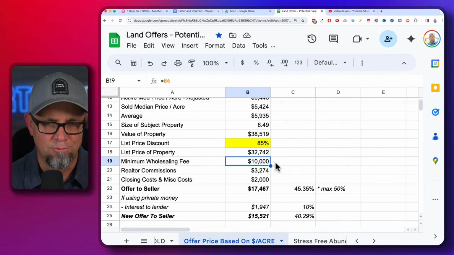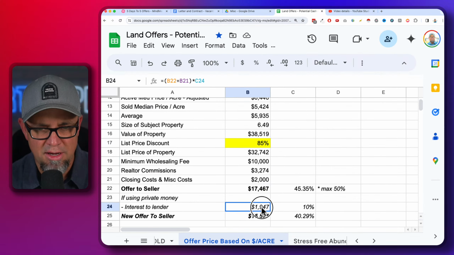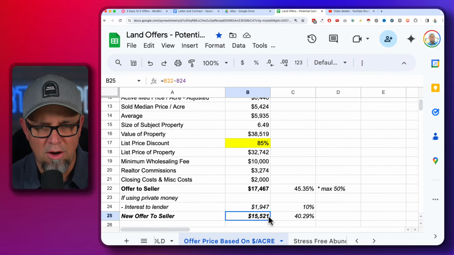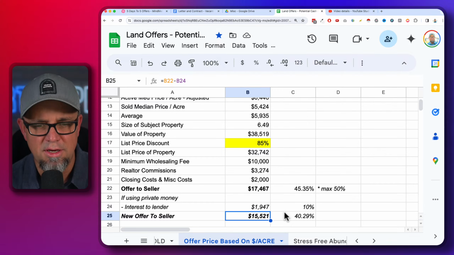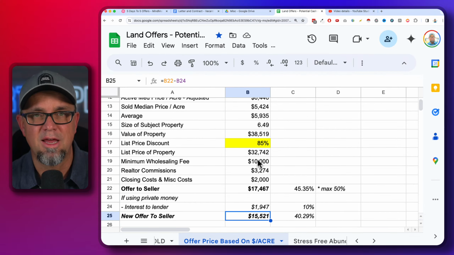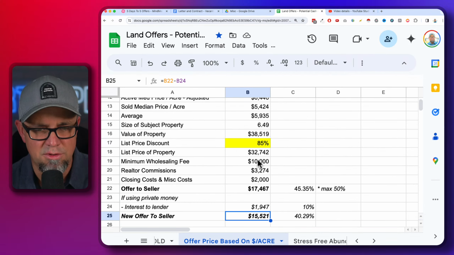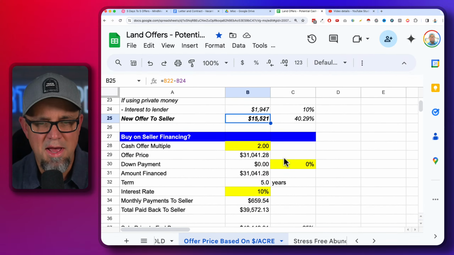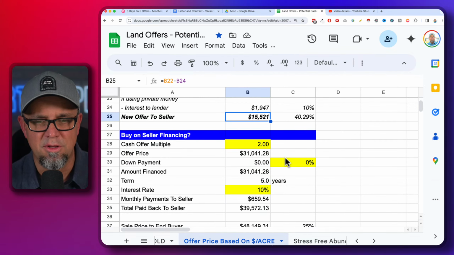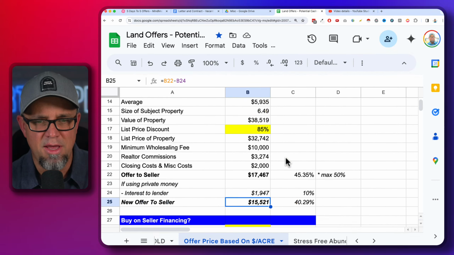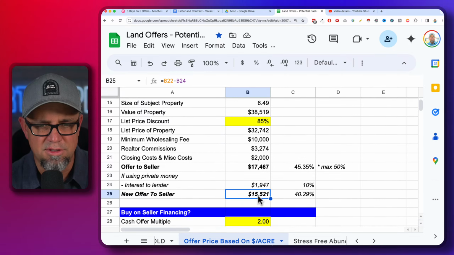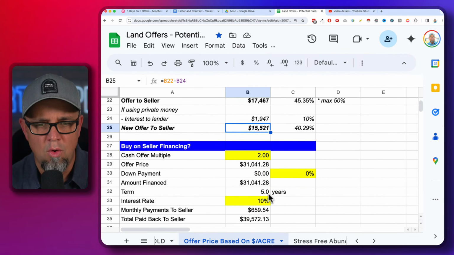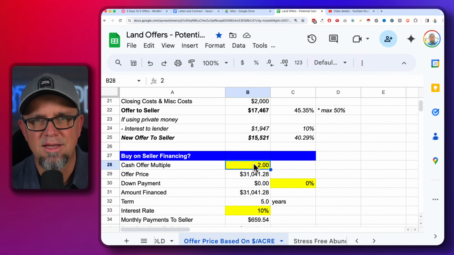That's awesome, right? If I'm using private money, I might offer $15,520, and I'm going to make $10,000 just wholesaling that. That's awesome. Sometimes a fast nickel is better than a slow dime. But what if you offered the seller something creative and said, all right, I'll pay you cash. The cash offer is, say, 15 grand. Or what if you double that and say, hey, I'll buy it.